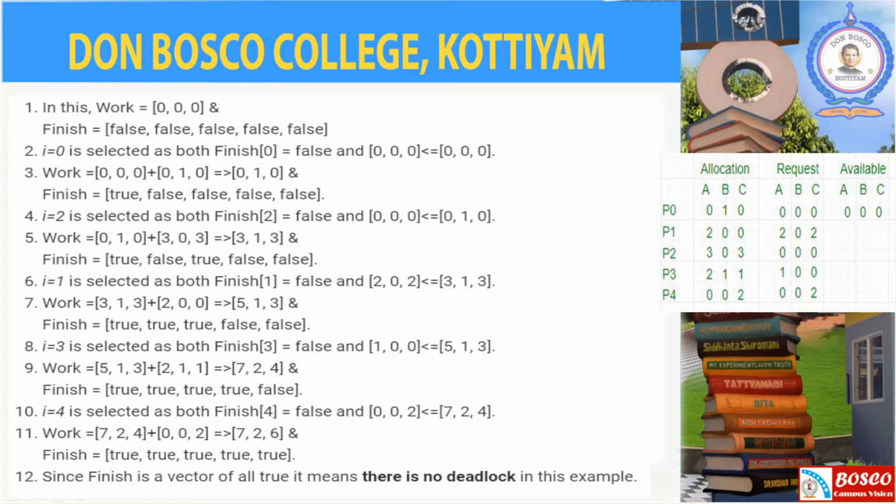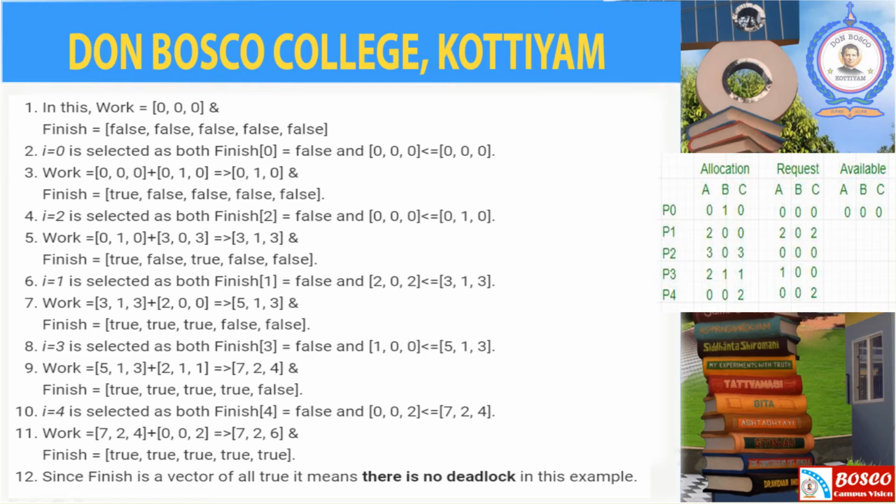After initializing, we move to the second step, that is, we have to check the condition Finish of i is equal to false and Request i is less than or equal to Work. So let's take the first one, that is process 0. We check whether the first condition, Finish of i is false, is true, and we have to check whether the Request is less than or equal to Work.